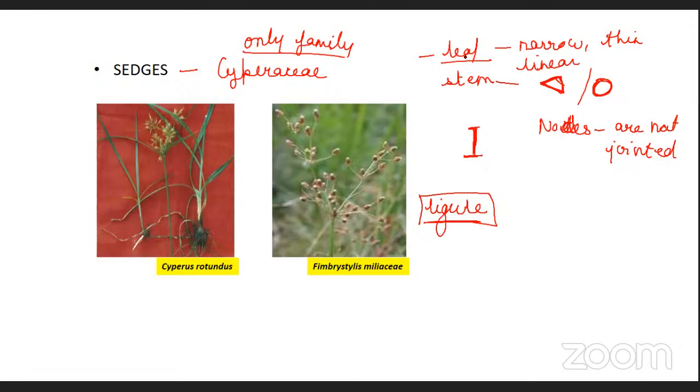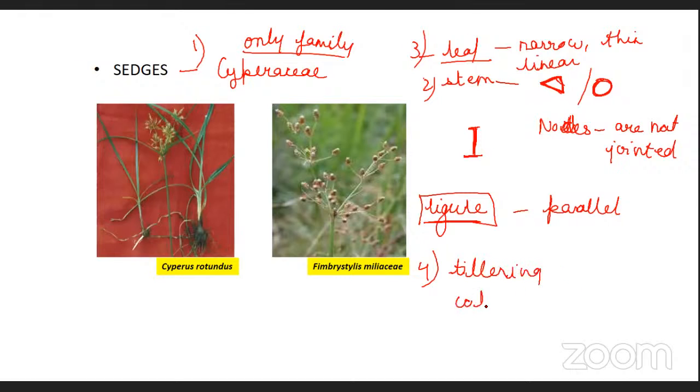Just wait a minute. And in this leaf, if we talk about the venation, again they have parallel venation. Okay, first family, second, third, and in the fourth characteristic we have talked about the tillering. So in the case of the sedges we do not have tillering, meaning it is hardly found in some of the sedges, but over here colonization is there.